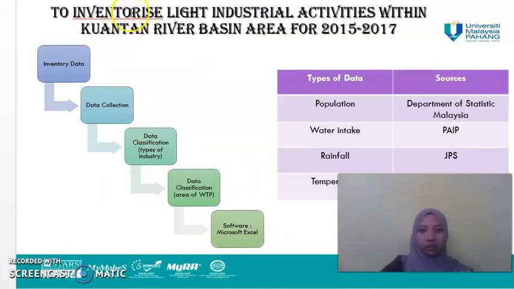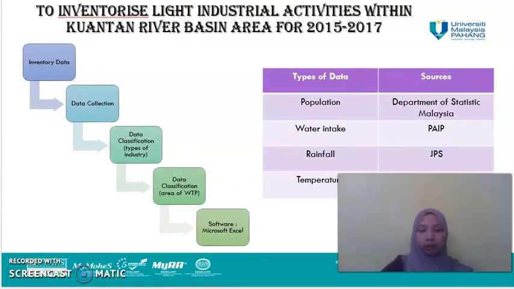Okay, this is the methodology for objective number 1, which is to inventarize light industrial activities. First, we have to inventory data and do the data collection. The data we collect from Department of Statistics Malaysia, PAIP, JPS, and MET. Then we classify the data based on type of industry, and then classify into area of water treatment plant. All these steps we have done in Microsoft Excel.